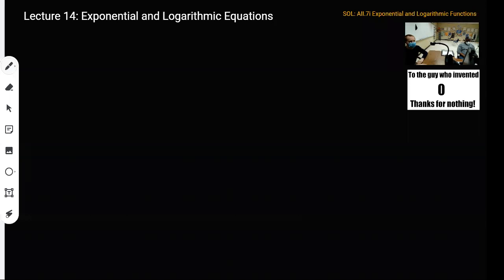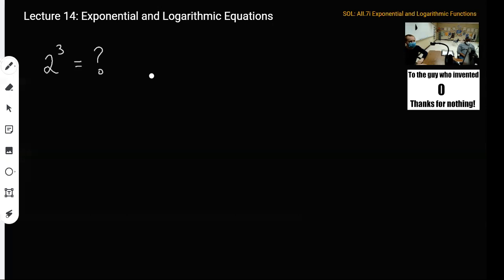So we've been dealing with exponential equations and we've been dealing with logarithmic functions for a while. And the way we get logarithmic functions is by inverting an exponential function. So let's write this down. 2 to the third power equals what? Go ahead and try that on your own. 2 to the third power equals what?